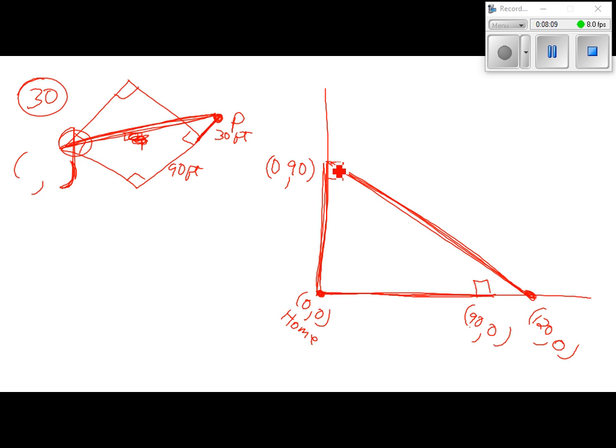What are the two ordered pairs that we need? 0-90, good. 120-0. Notice, can you set up anything in our world on some coordinate system like that? Yeah, set it up and use the coordinate system to help you out.